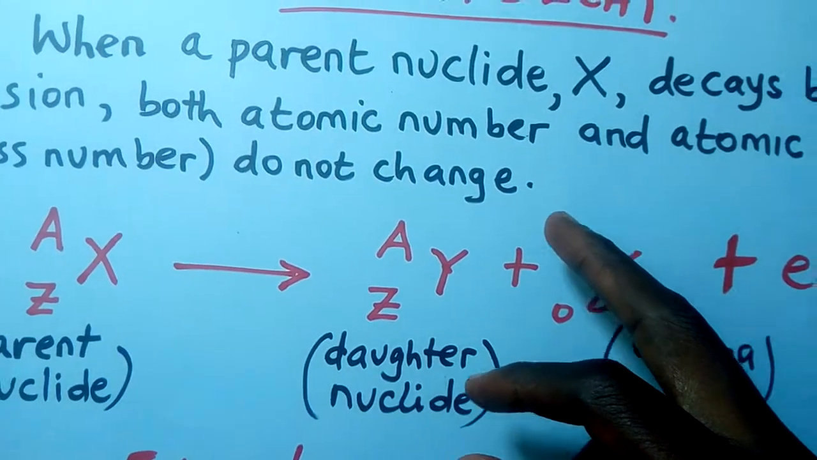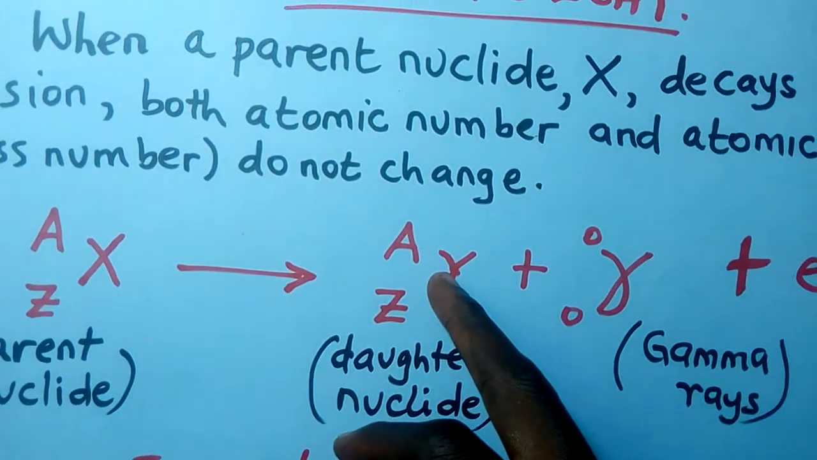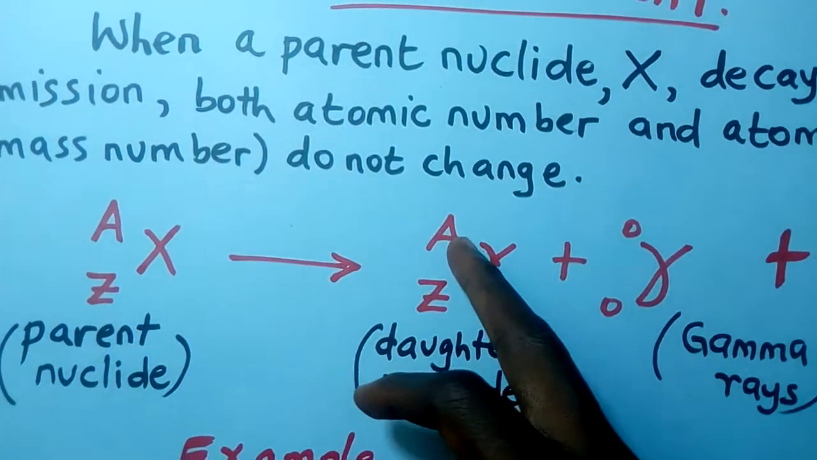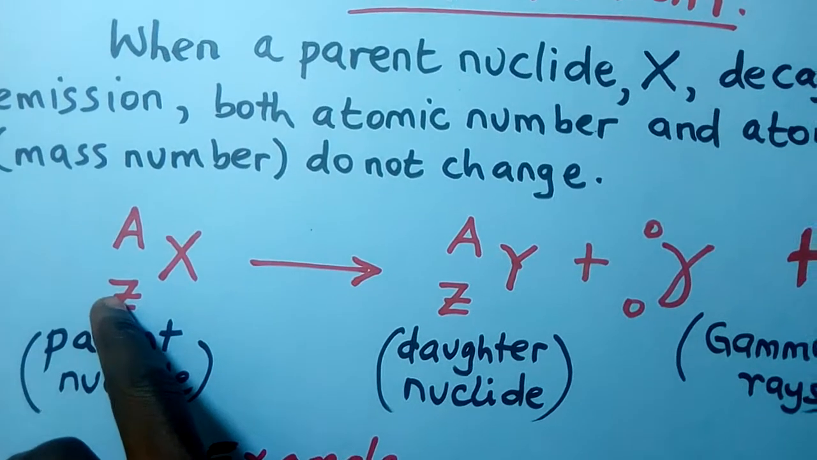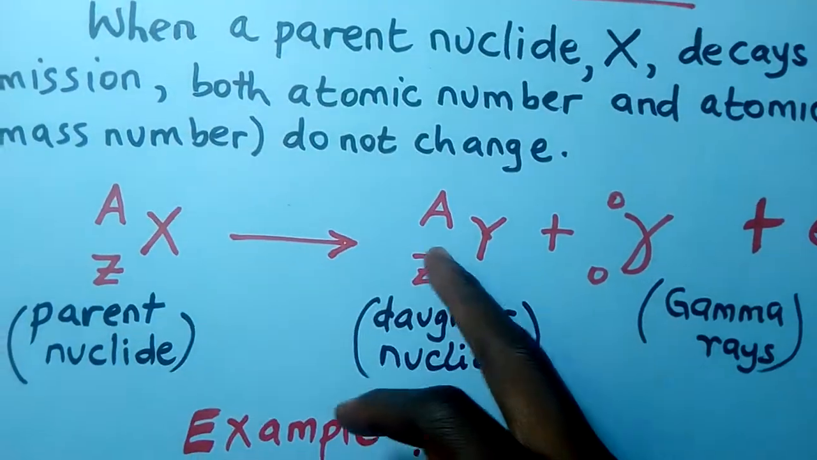What did we say? That the mass number of the parent and the daughter don't change. So if this is A, this is also A. If this is 10, this is 10. The atomic number also does not change. If this is Z, this is Z. If this is 3, this is also 3.